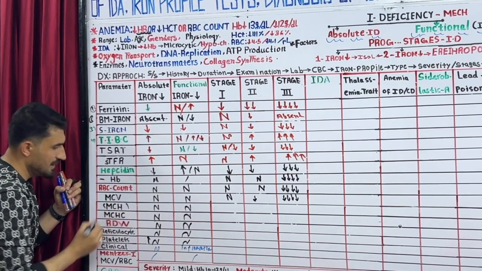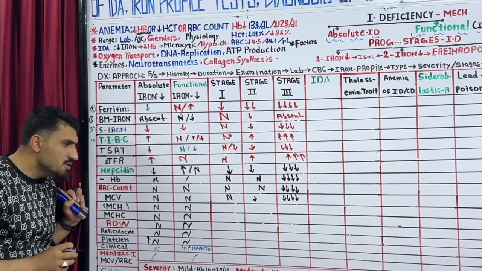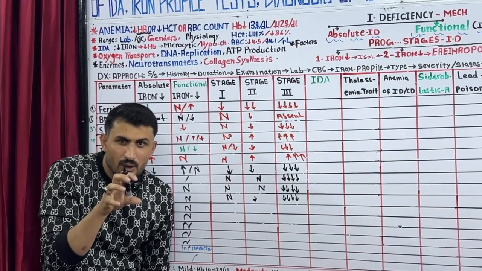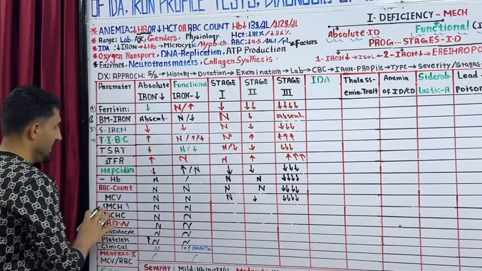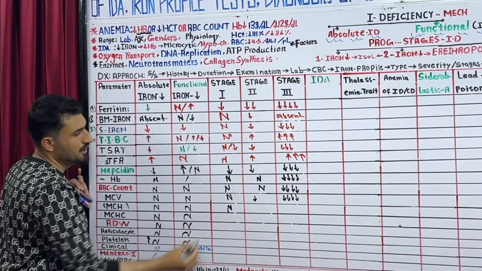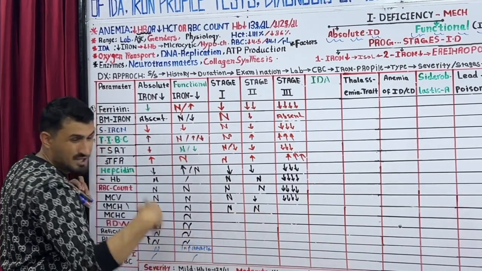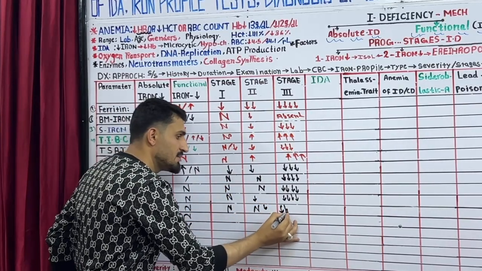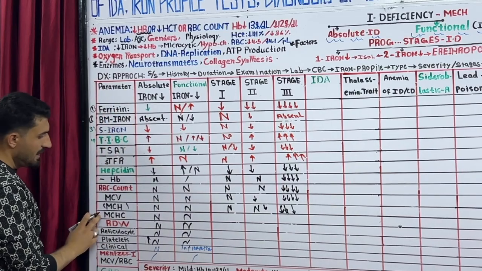About MCH, do you know about MCH? MCH means mean corpuscular hemoglobin. It means inside one RBC, how much hemoglobin I have. This is called mean corpuscular hemoglobin. So here in stage 1, hemoglobin production is normal, and in stage 2 it's around normal, or it might be less, but in stage 3, MCH drops. We have less hemoglobin synthesis. Now, MCHC.